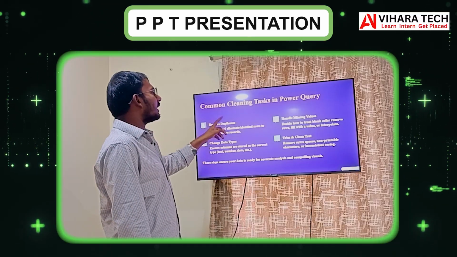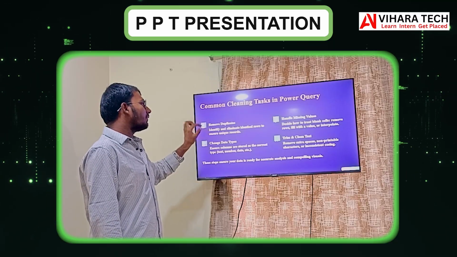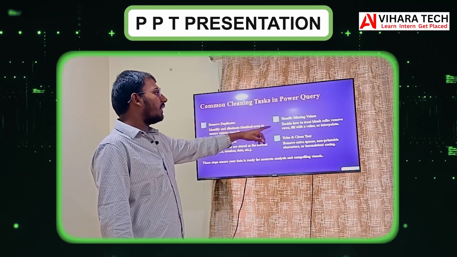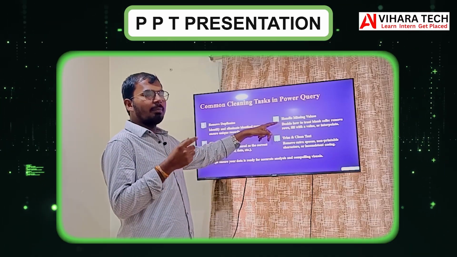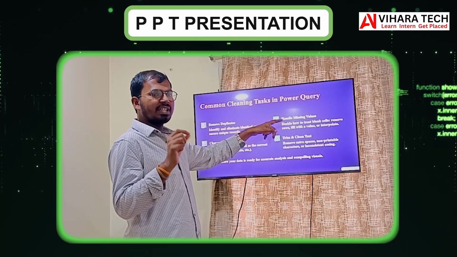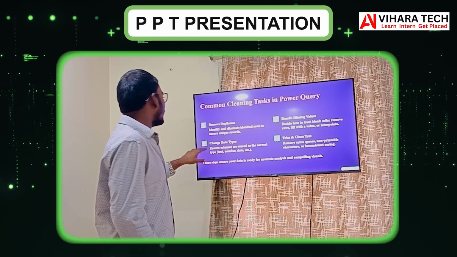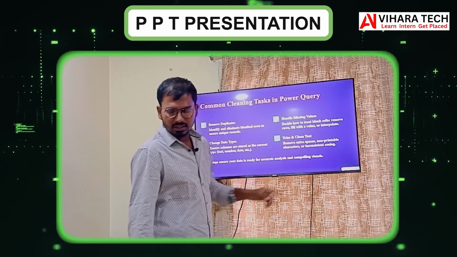The common cleaning tasks in Power Query are: first, as I said previously, we have to remove duplicates and handle missing values. Where nulls are mentioned, we remove the null and replace it with some sample value that we want. We also change the data types, and we can trim and clean the text.